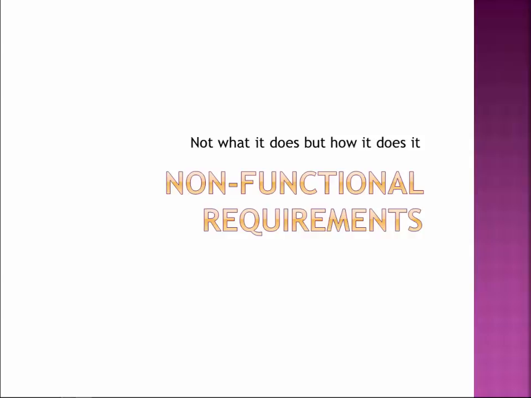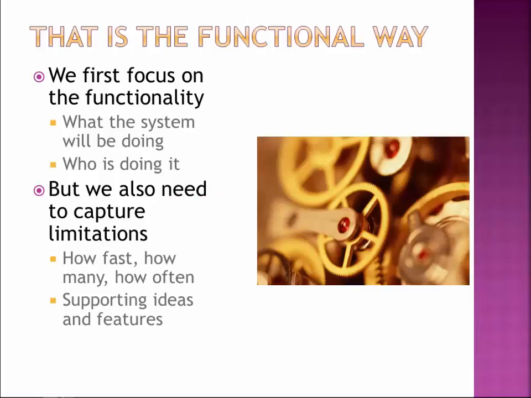It's easy to come up with vague notions of ones. They're not super useful. I mean, every system wants to be efficient. Every system wants to be cheap. Every system wants to be fast. So the question is, what do you really need the system to do? And that's part of capturing non-functional requirements: you want to first focus on your functionality, what the system does and who's doing it. But then we want to capture, okay, well, how fast does it really need to be? Or what are other ideas and features that need to be out there in the system?